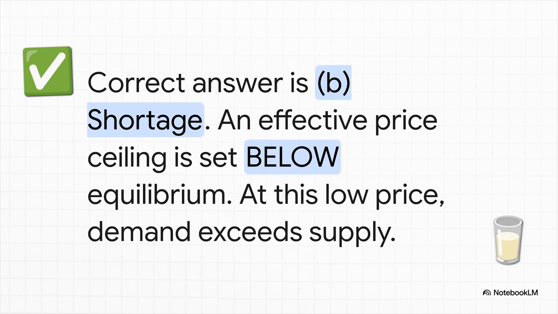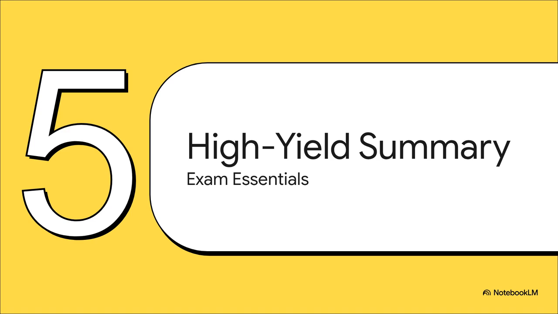For question 4, the correct answer is C. A tax on production increases costs for the producers. This makes it less profitable to sell gasoline, so they supply less at every price, shifting the whole curve to the left. Okay, we've covered a lot.